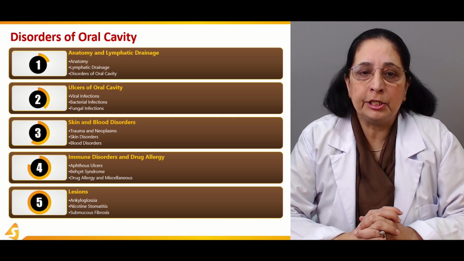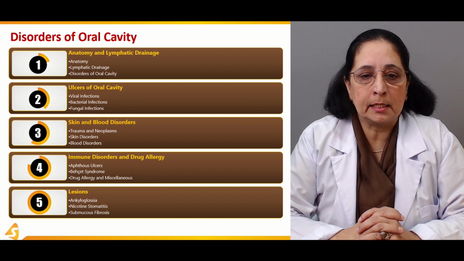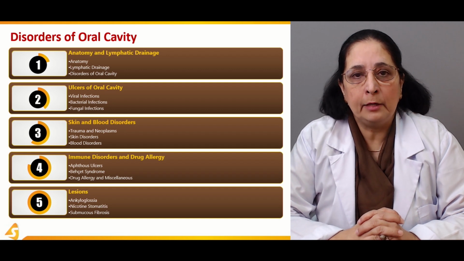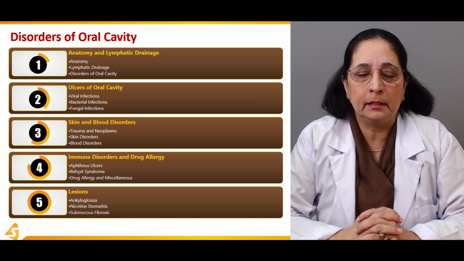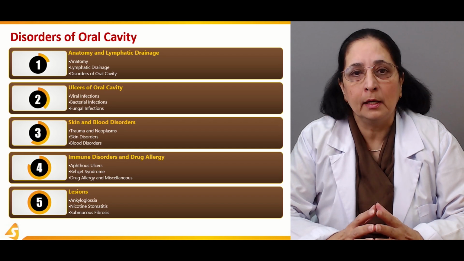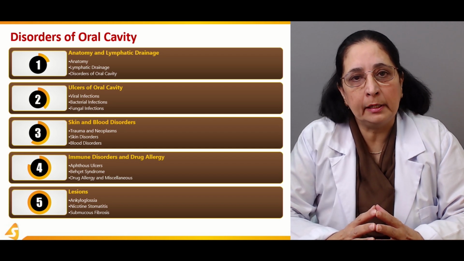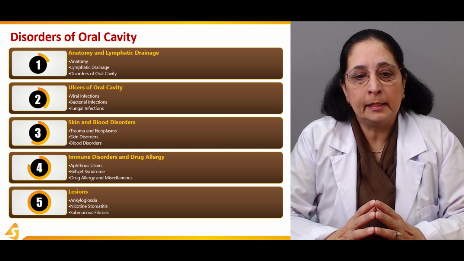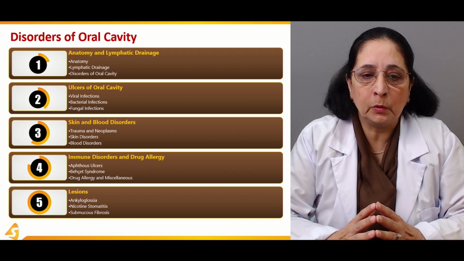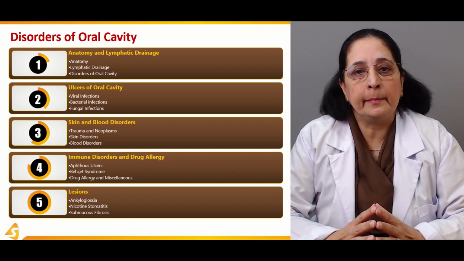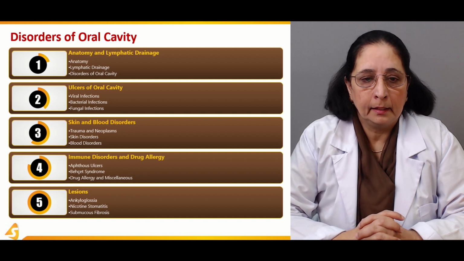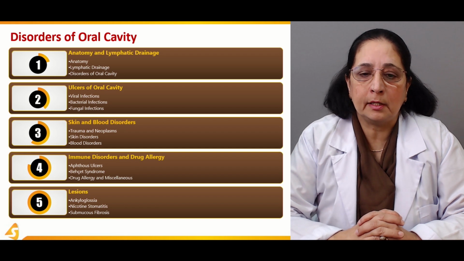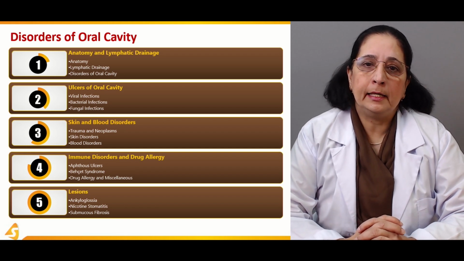Then in the third section, we will talk about some skin and blood disorders of the oral cavity, in which mainly these disorders are due to trauma and neoplasm of the oral cavity. So we will discuss the trauma and neoplasm that lead to the disorders of the oral cavity and also some blood disorders.